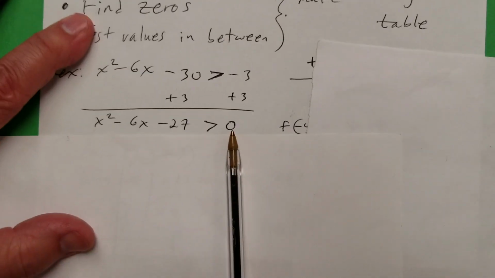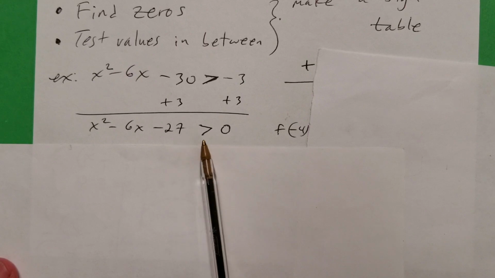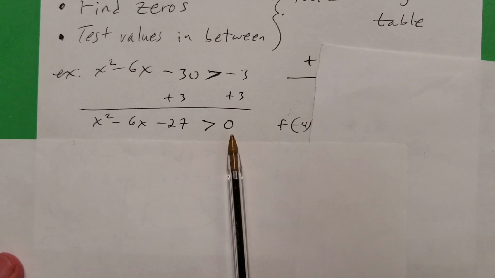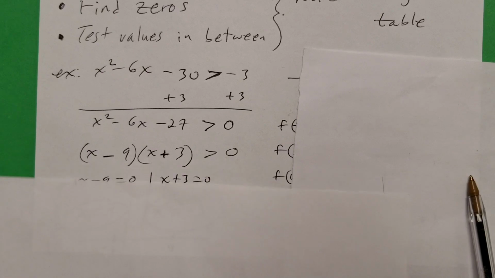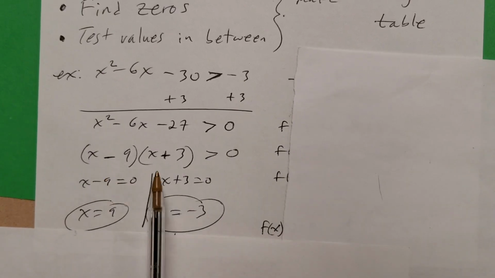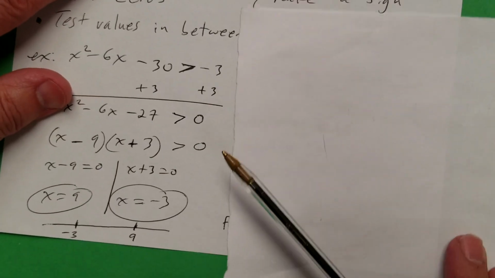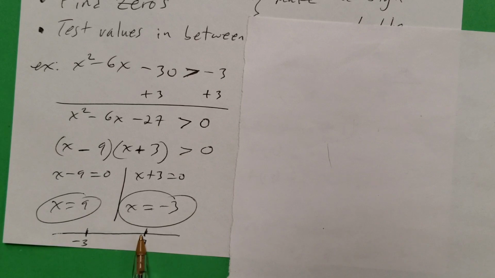I am asking, when is this function, the graph that goes up and down, when is it above? When is it greater than 0? Well, first, let's find out when it's equal to 0. Find out the zeros. So I factor that, and I find out, oh, x is equal to 0 at 9 and -3, right? So let me put this up.